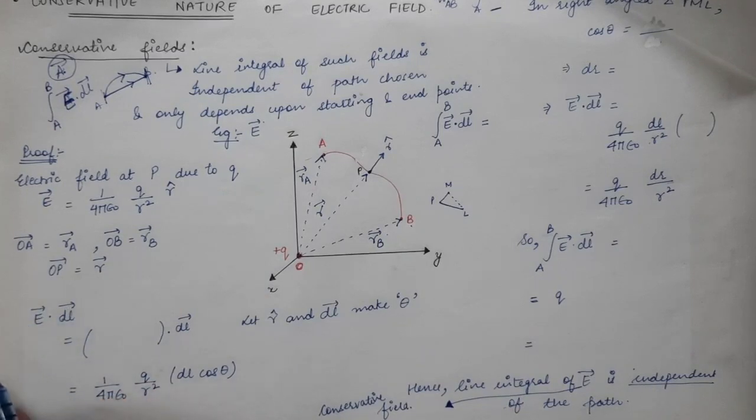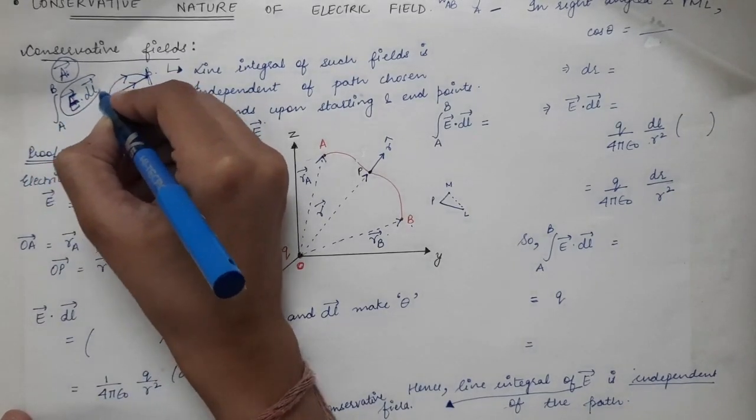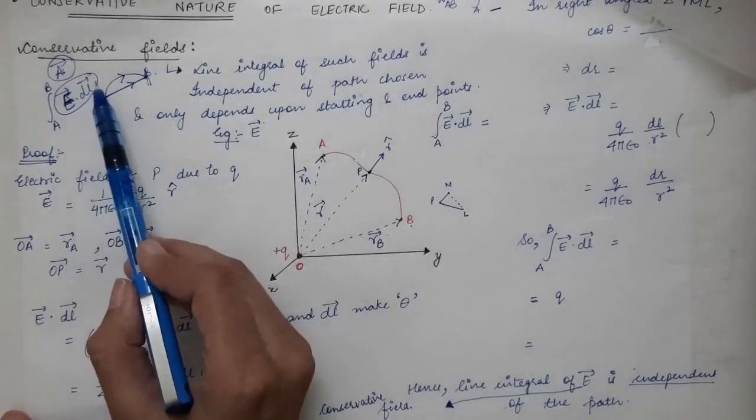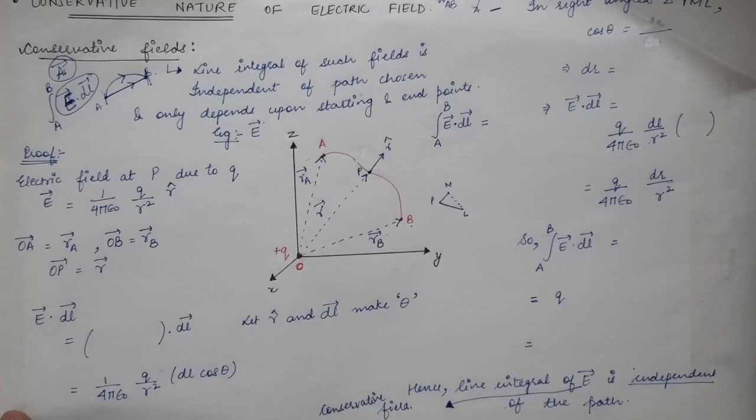We are not taking the integration. We will take integration after a few steps, but here we are just considering E vector dot dl vector. So it is the dot product of electric field and the dl vector. We are just taking this quantity inside the integration, and we are just solving this quantity: E vector dot dl vector.